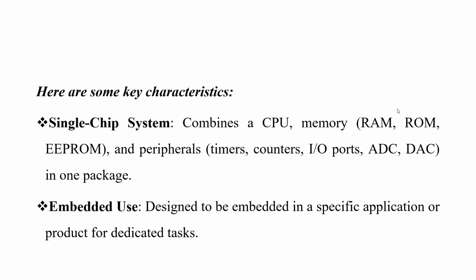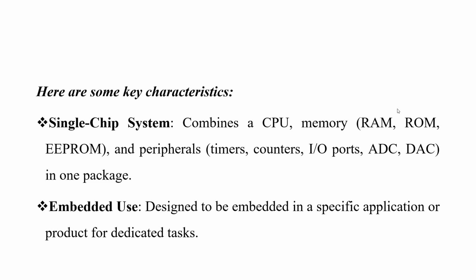Now, the key characteristics or features of microcontroller units: we have a single chip system. This single chip system combines a CPU, memory, that is the random access memory, the read-only memory, the EEPROM, and other peripherals that could include timers, counters, input-output ports, analog to digital converters, and digital to analog converters, all in one package. So you can have a CPU, a memory device, input outputs, ADC, DAC, all in one package. That is what comes on a microcontroller.